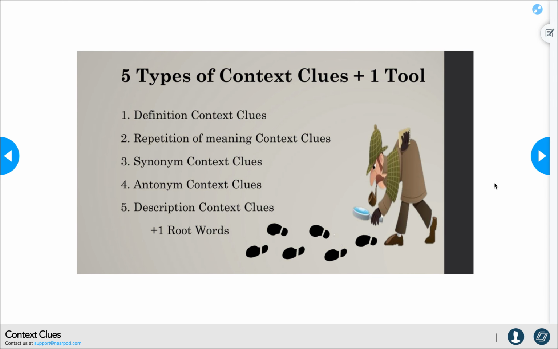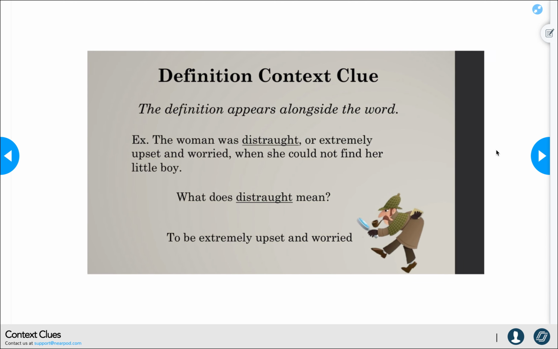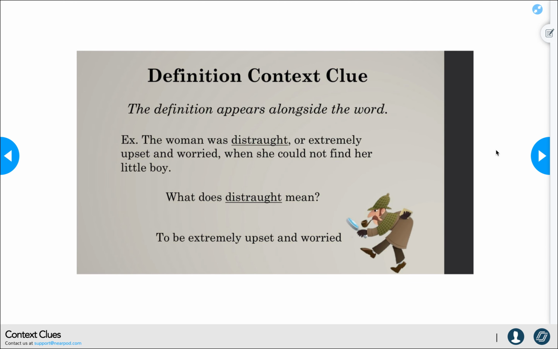So there are 5 types of context clues and then one tool that will help you. The 5 types are definition, repetition, synonym, antonym, description, and then that extra tool is going to be root words, which we're going to get to in a little bit. So let's go over the context clues first. Definition context clues are basically what it sounds like. The definition appears alongside the word.